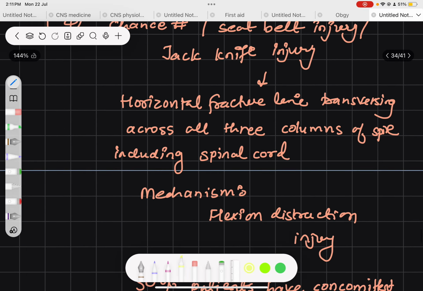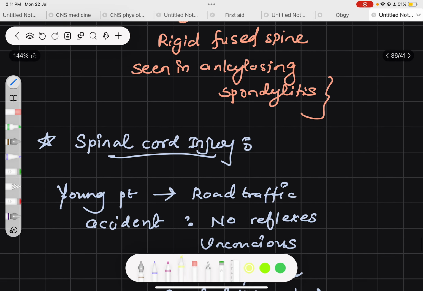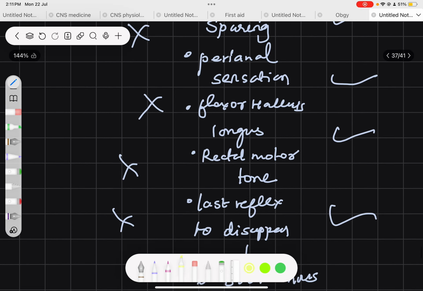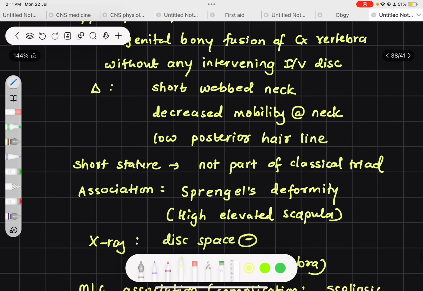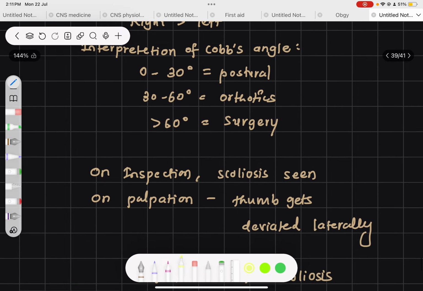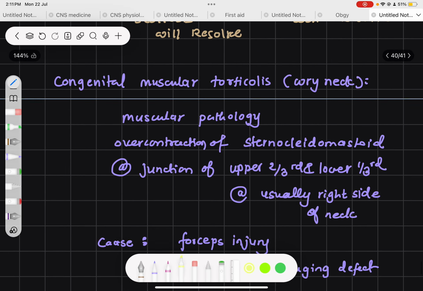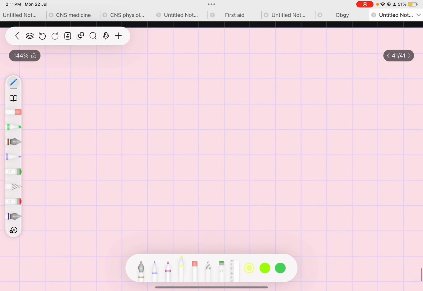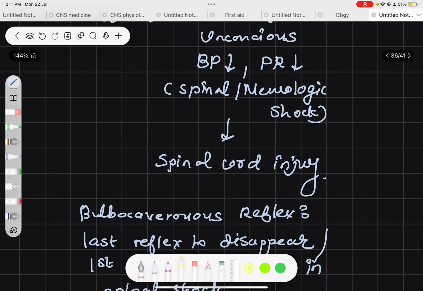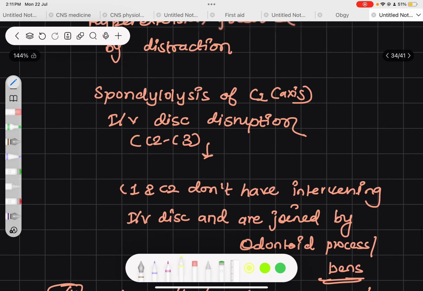Now the spinal fracture. So there are mainly 6 fractures that I will be talking about. Then the spinal cord injury, and then we will learn about some congenital conditions like Klippel-Feil syndrome, then scoliosis, and congenital muscular torticollis. Okay, then TB spine, and some inflammatory condition like ankylosing spondylitis is also in my list, so I will include them after this video.